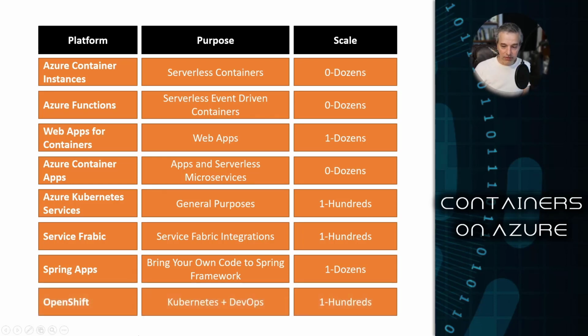So the last one on this list is OpenShift. Now, OpenShift is a partnership between Red Hat and Microsoft. I like to think of this as Kubernetes plus DevOps, because what Kubernetes typically does is manages containers at scale, and it also orchestrates the deployment of containers as well as managing those containers while they're in production. Also, it manages a lot of the infrastructure underlying the containers that you're running, but it doesn't have much in the way of logging or monitoring or security or DevOps built into the platform.